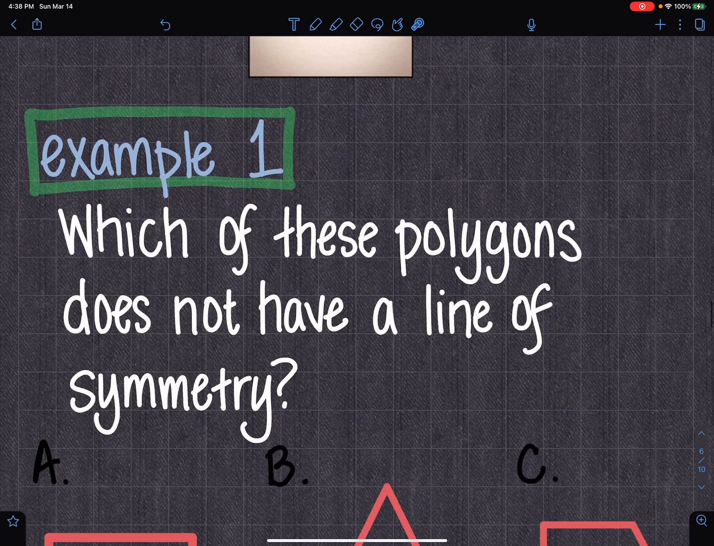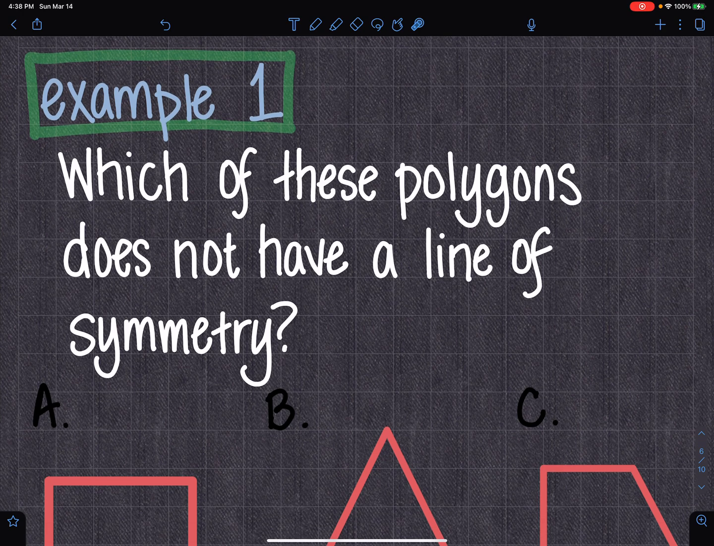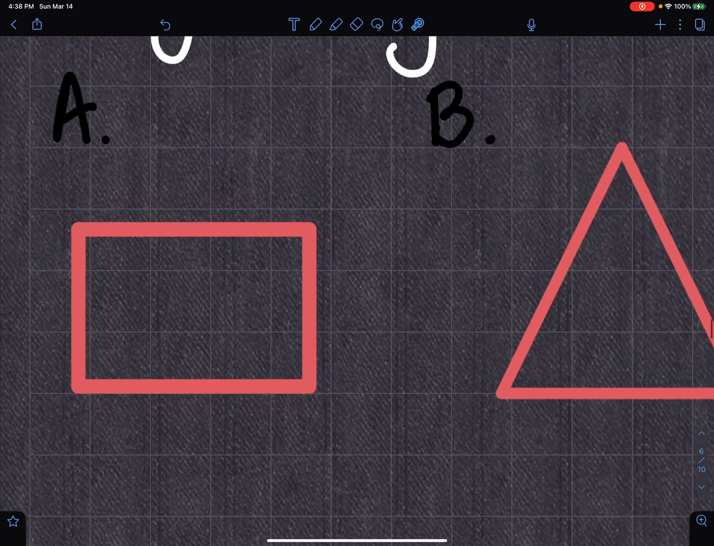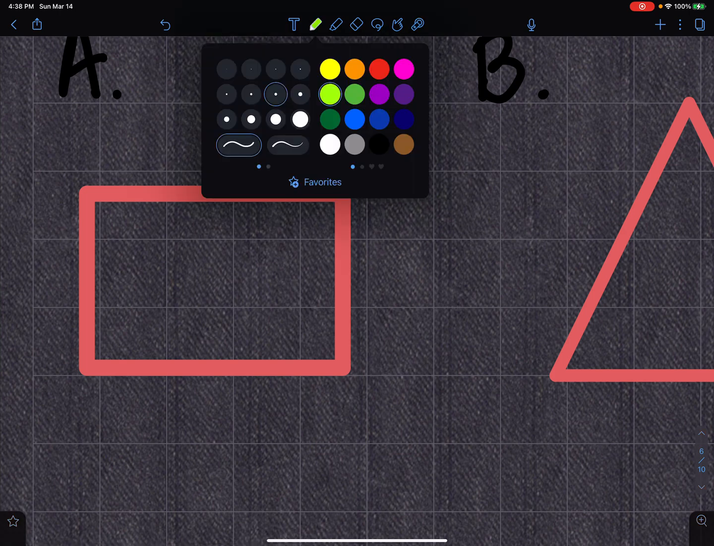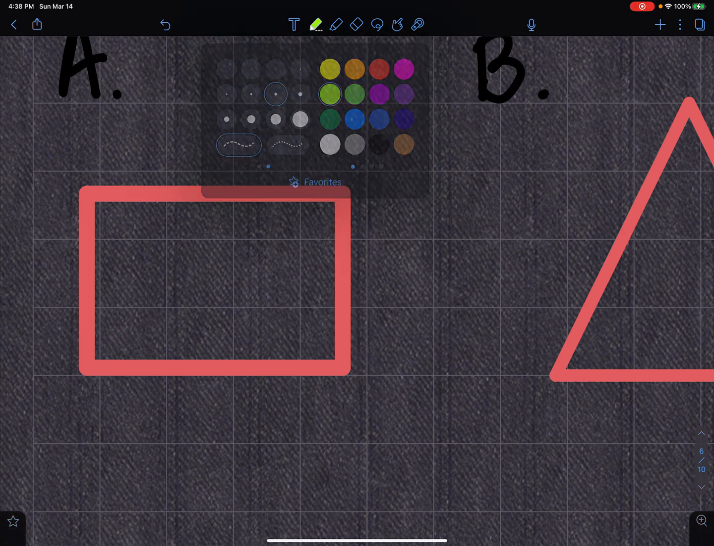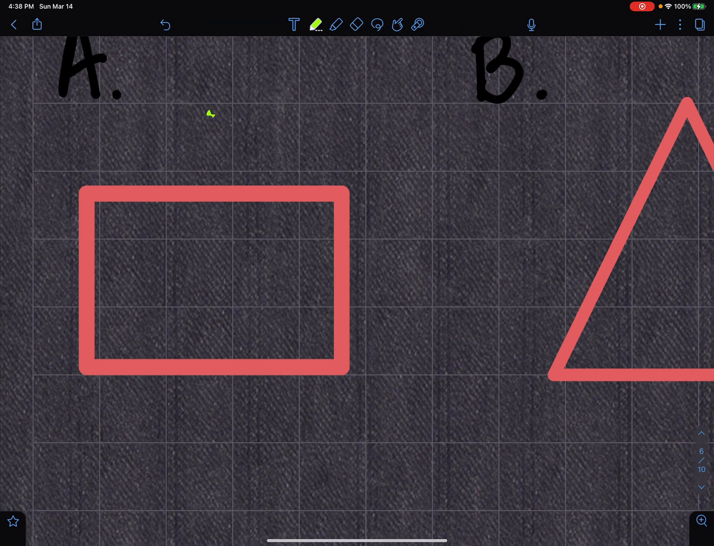Let's go to example 1. That's on the next page for you. Which of these polygons does not have a line of symmetry? So let's look closely at A. Does this have a line of symmetry? Oh yeah, it certainly does, doesn't it? So you could put a mirror right down the center of it. Whoops, I didn't draw a straight line. Let's see if I can fix that. Okay, let's draw a straight line.